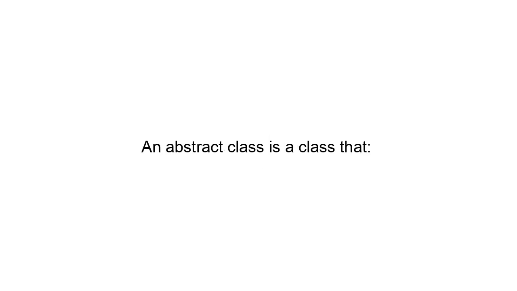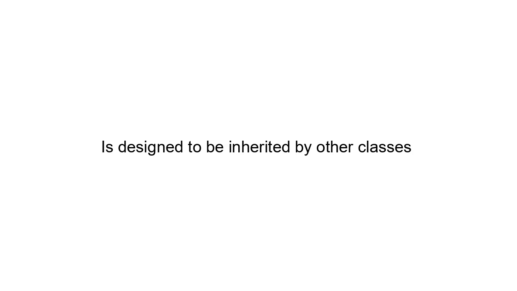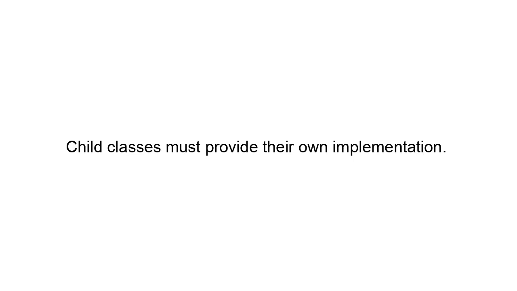Abstract class. An abstract class is a class that cannot be instantiated directly, contains abstract methods, and is designed to be inherited by other classes. Example: class Shape(ABC). Abstract method. An abstract method is a method that is declared but not implemented. It must be implemented by child classes. Example: @abstractmethod def area(self): pass. Child classes must provide their own implementation.